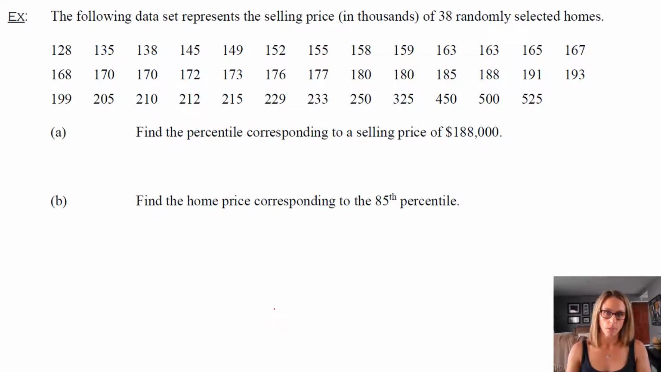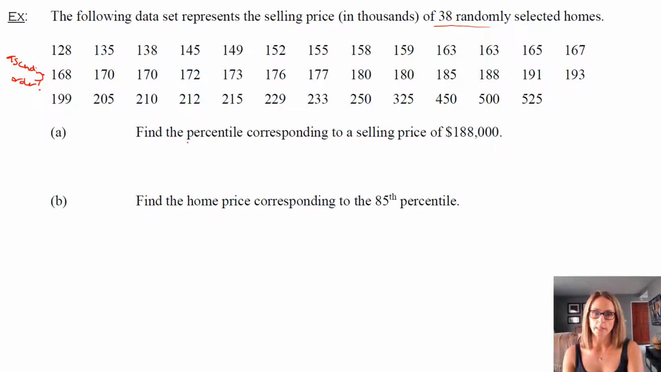So we have a data set, and it represents 38 randomly selected homes. And these prices are in thousands, so understand that. Our job is going to be to find a percentile and then find a home price that relates to a certain percentile. Notice that the values are already in order. That's super helpful to us, because if you do want to answer questions like this, your values do need to be in ascending order, or else you're not going to have the right answer.